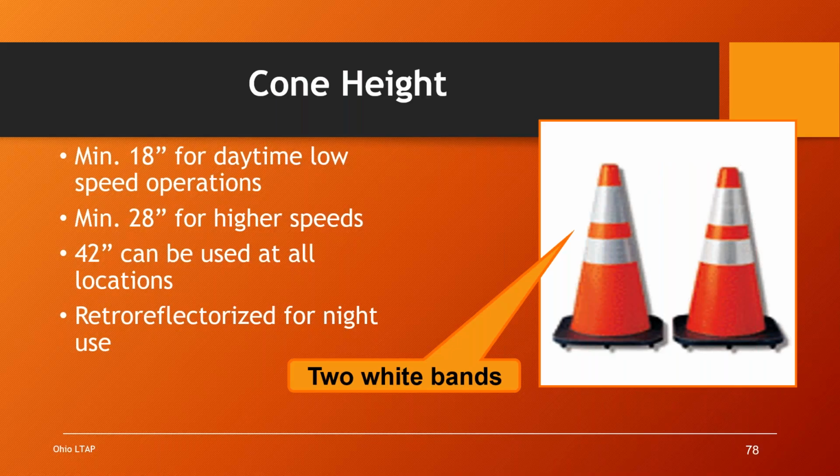And there's different types of cones with different heights. So, there's 18-inch cones for daytime low speed roadways, like maybe in your residential neighborhoods. That would be the only place that I would use an 18-inch cone. And then there's our 28-inch cones. That's the cone that most people are more familiar with, like the ones in the picture there, the 28-inch cones with the two bands of retroreflectivity on them. Then we have what's called our grabber cones, more tubular, 42 inches in height.